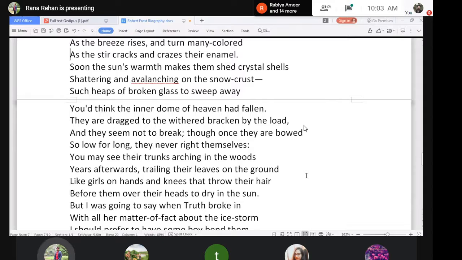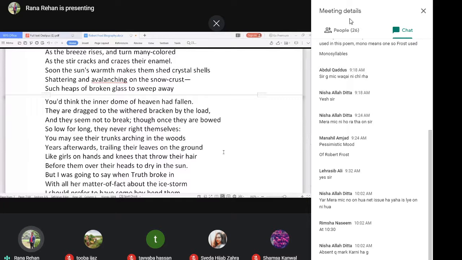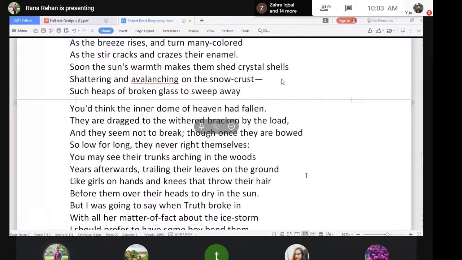You may see their trunks arching in the woods years afterwards, trailing their leaves on the ground like girls on hands and knees that throw their hair before them over their heads to dry in the sun. Excellent, excellent. You will see the imagery, and then you will really understand that this is the same situation that we encounter most of the time, most of our lives.